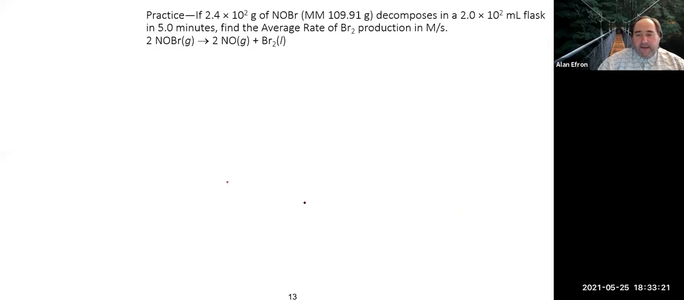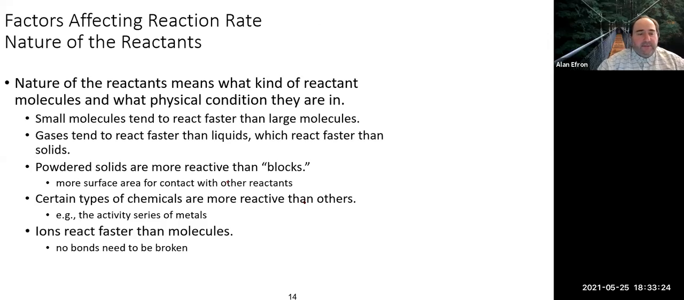Oops. So that was the one we just did. So let's talk about some of these factors that do affect the reaction rate. We're going to talk about some of these as we go through the rest of this chapter. The nature of the reactants is important, sort of the physical conditions they're in.